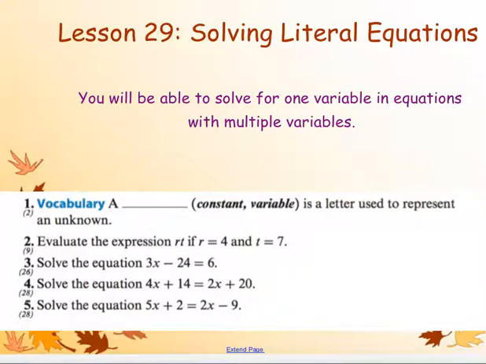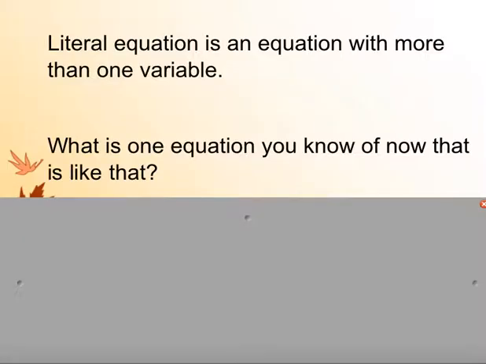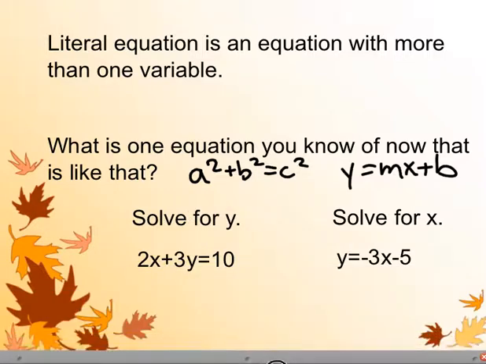Now, looking at our next lesson in here, literal equations. We need to be able to solve for one variable in these equations that have multiple variables. Literal equations, we call these equations that have more than one variable. Things like that we see a lot, like the Pythagorean theorem, a squared plus b squared equals c squared, or my equation for a line, y equals mx plus b. We could solve those for one of those other variables in there rather than just for y in this case. Okay? Let's try it for these two.